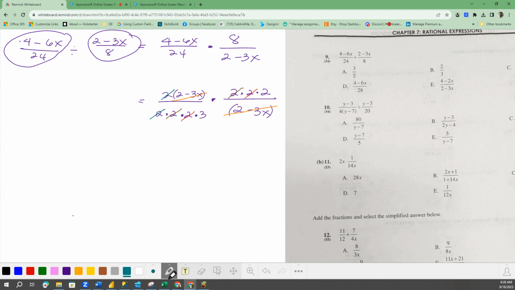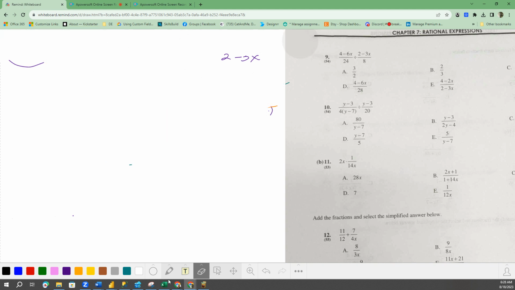Okay, is there anything else? Well, nothing really. What's left on the numerator? You only have that left. So that's 2. And in the denominator, you have that. Now, if you don't have anything left, that means there's a 1 in there. Okay, so that is number 9. Now, let's move on and do number 10.